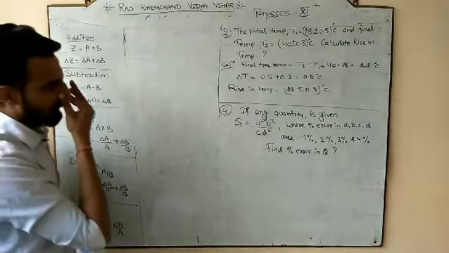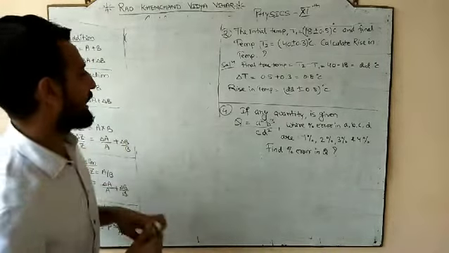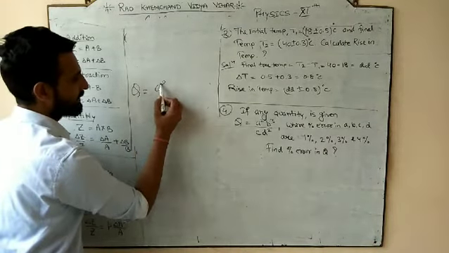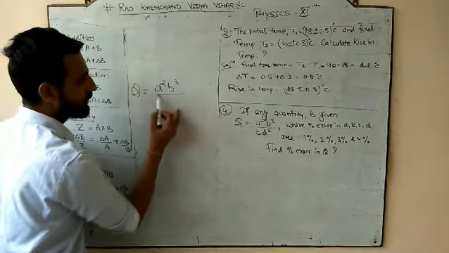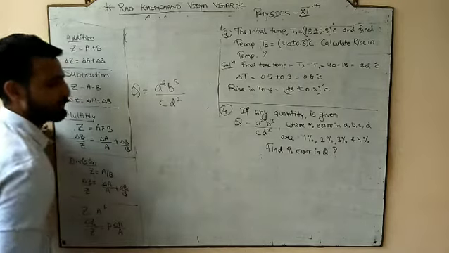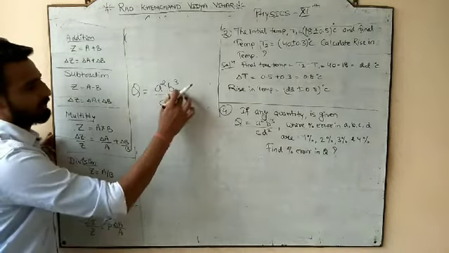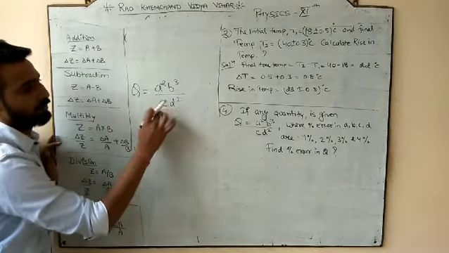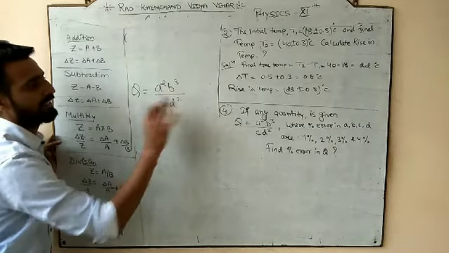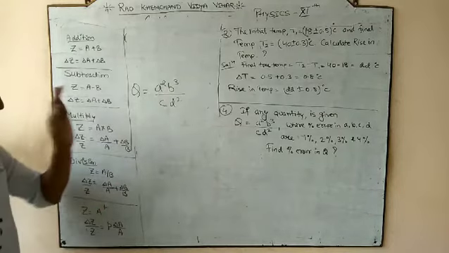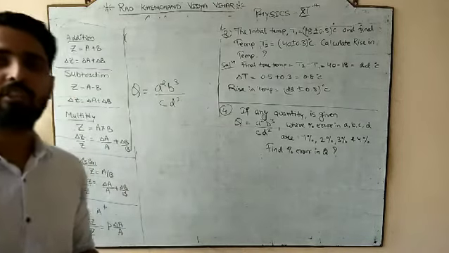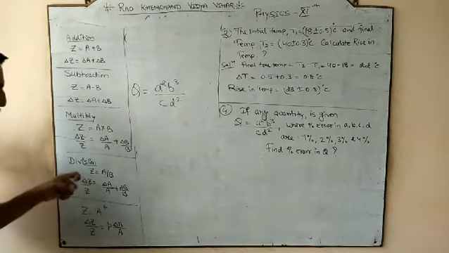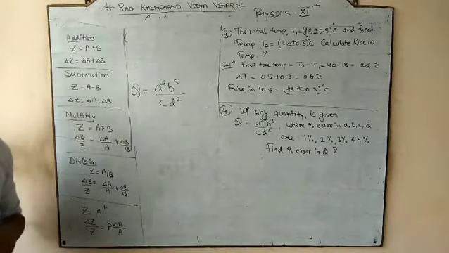In this last type, he says we have any quantity Q whose expression is A square B Q C by D square. So this quantity Q depends upon all the four, having some power. They are multiplying and they are also dividing. So this question is a mixture of various combinations: multiplication is happening here, division is happening here, and power is also here.